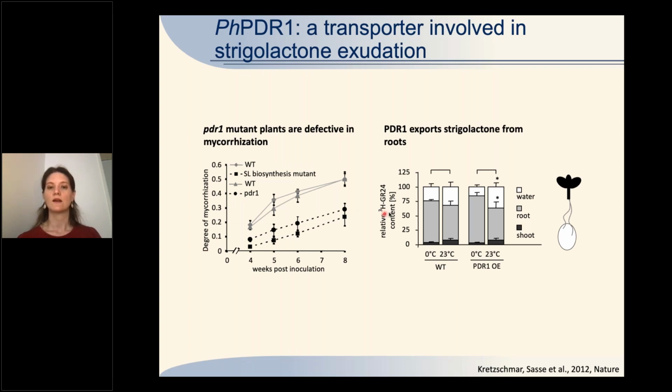We could also show that PDR1 is actually really a strigolactone transporter by expressing it in Arabidopsis as a heterologous system. And if we look at these PDR1 overexpressing lines, and we compare the room temperature incubated plants with the cold incubated plants as a control, we can see that the amount of radiolabeled strigolactone that we use increases in the water fraction, which is outside of the root, compared with the amount that we find in the root. So there seems to be an active export of radiolabeled strigolactone from the root into the water.